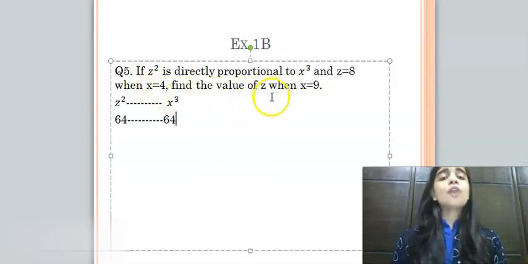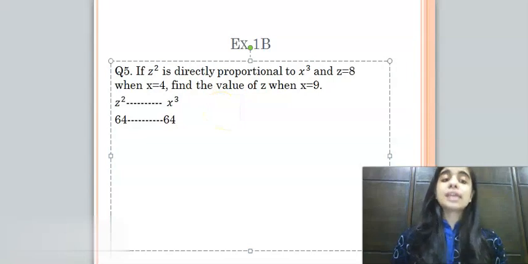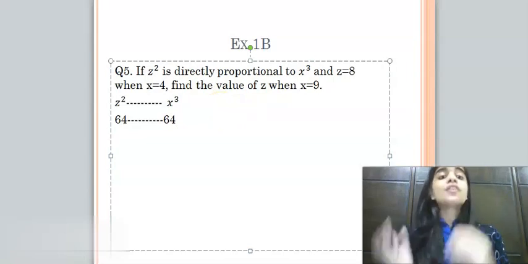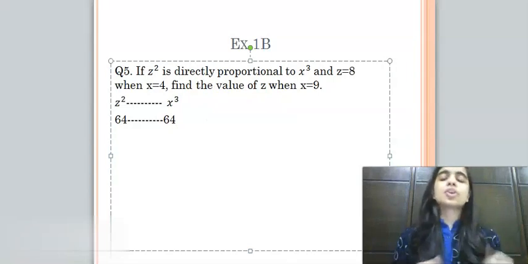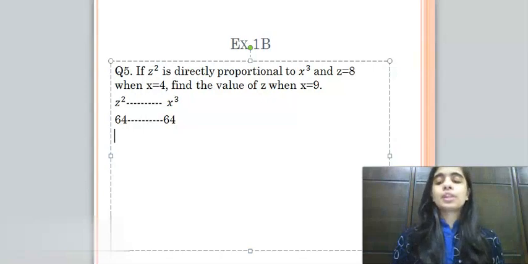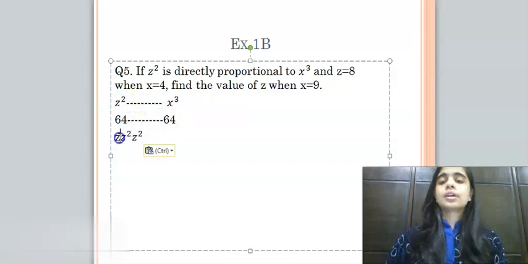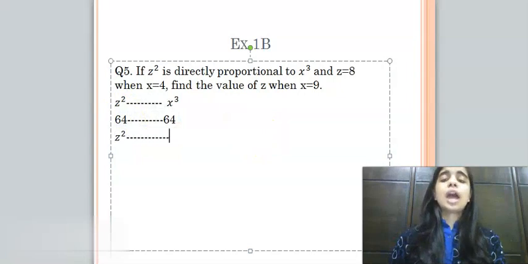Then find the value of z when x is equal to 9. So now we don't know the value of z square. We need to find z, but in order to find z, we first have to find z square, because there is a relationship between z square and x cube. So we can name this as z square because we don't know this, and the other one says x is equal to 9.